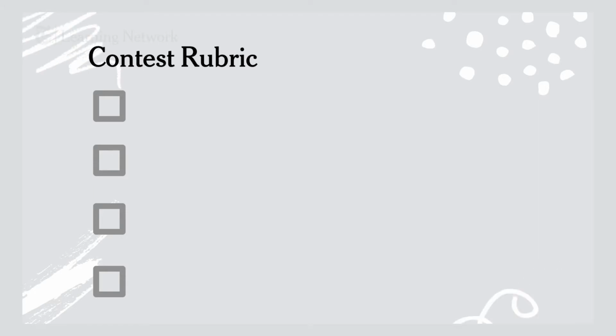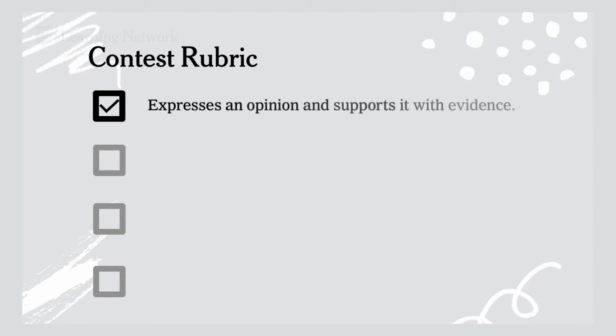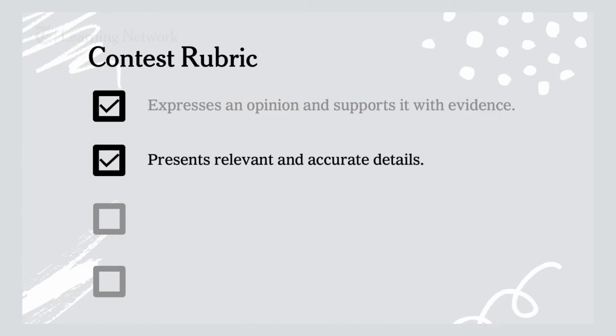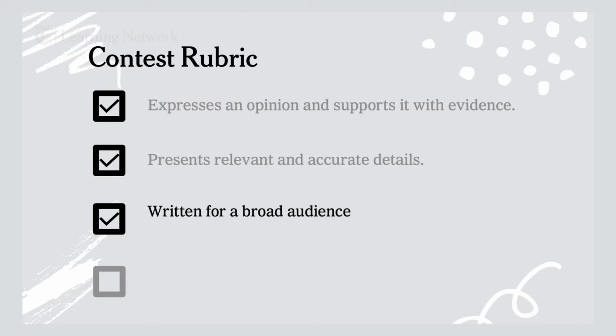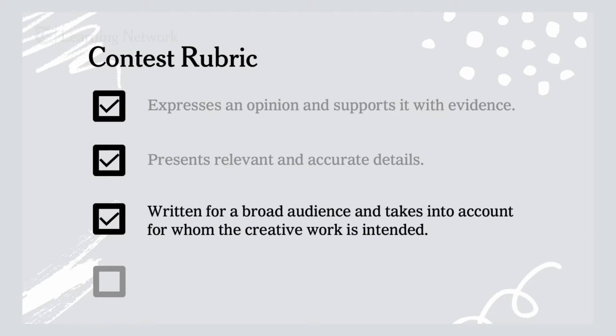So the first is that the review expresses an opinion and supports it with evidence. Next, we're looking for attention to detail. The review should present some relevant and accurate details. And then they also have to consider the audience. So thinking about the broad cross-section of audience of New York Times readers, but also taking into consideration who the creative work is intended for.